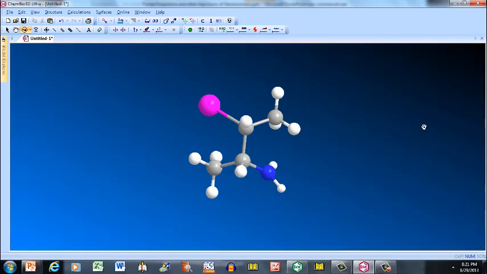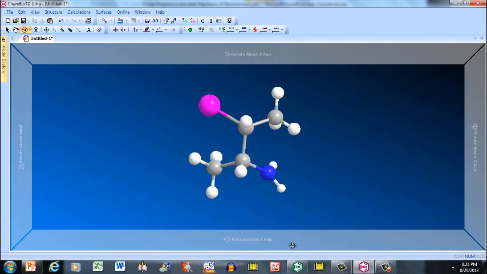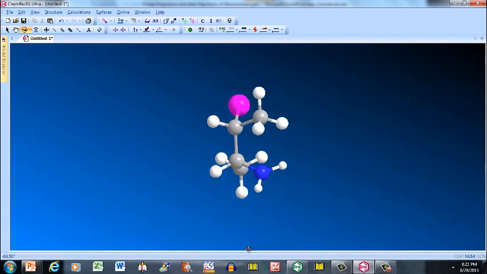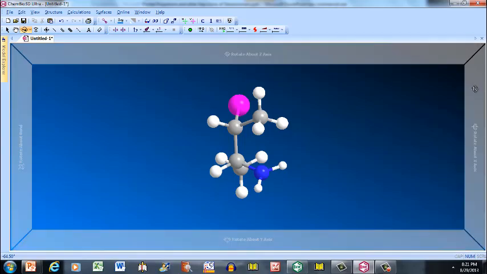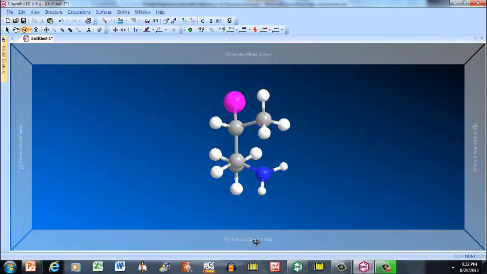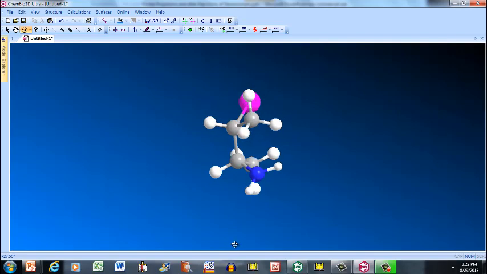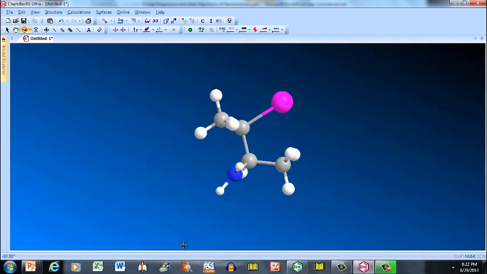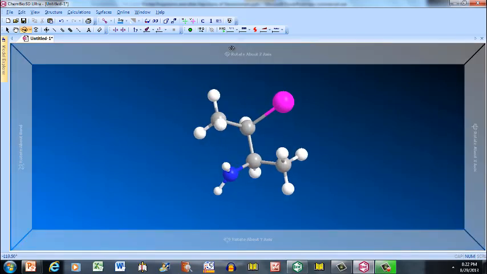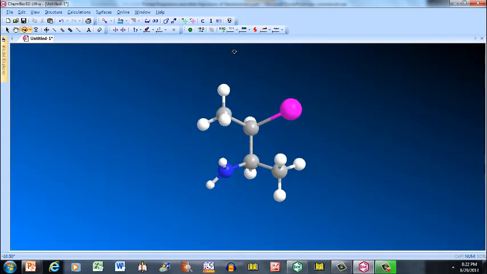Let's get a better view of it here. Let's turn it a little bit more. Okay, so that's A. So in order to determine the configuration at the stereo centers at A, we have to turn it so that the hydrogens are facing back. And we have to think about each stereocenter separately. So this is group 1 here, this is group 2, and this is group 3.